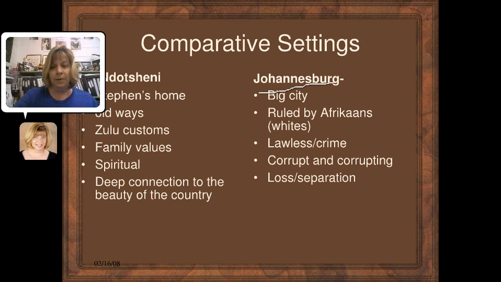And then there's Johannesburg, which by contrast is this big, huge modern city. It's ruled by the Afrikaner Party, which are the whites, and it's kind of a place where anything goes. There's a sense of lawlessness, of crime, of corruption, and that the city itself is corrupt and people who go there can become corrupt. And it's a place of great loss and where people and families get separated. And these two settings are going to really help you understand the theme a lot as we get through.